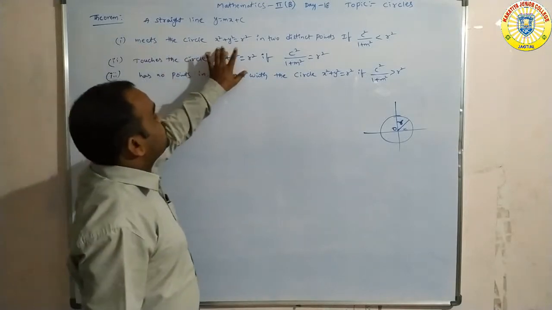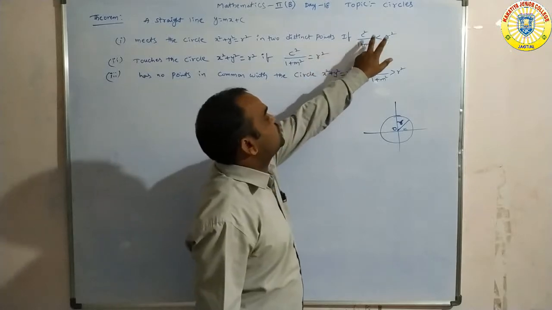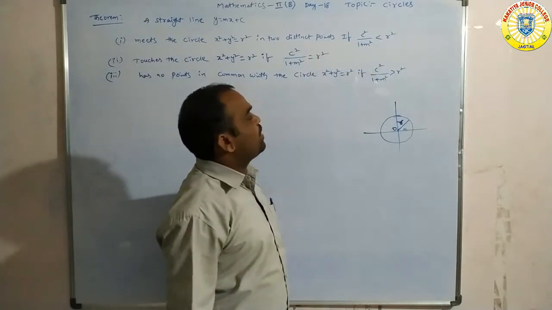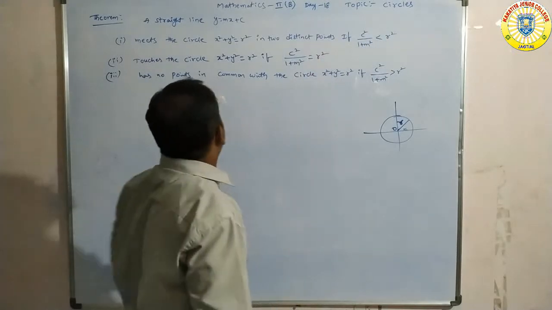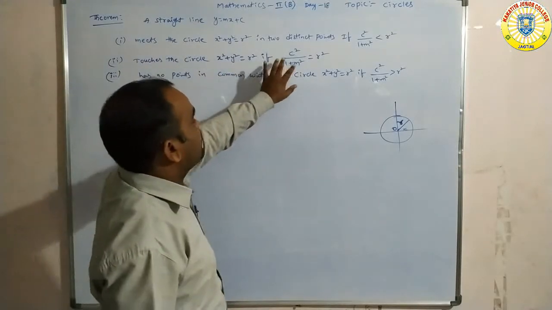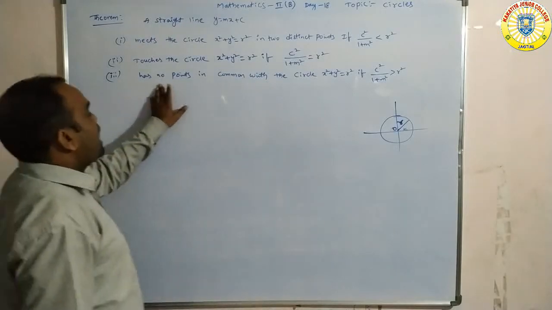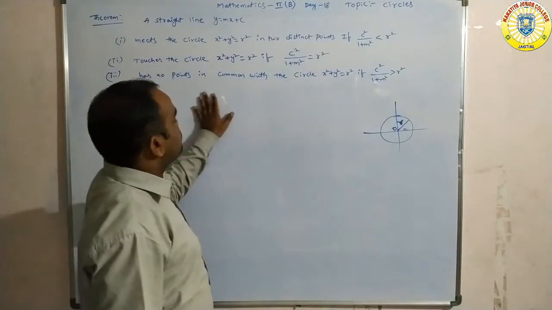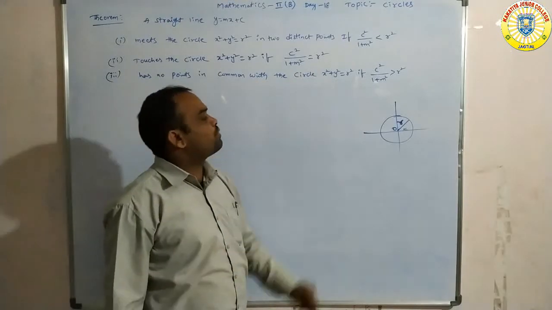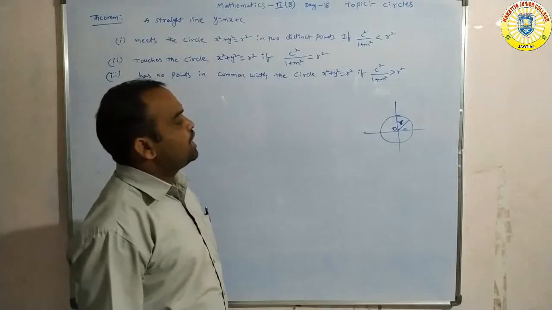The line meets the circle x square plus y square equals r square in two distinct points if c square by 1 plus m square is less than r square. It touches the circle x square plus y square equals r square if c square by 1 plus m square is equal to r square. It has no common point with the circle x square plus y square equals r square if c square by 1 plus m square is greater than r square.